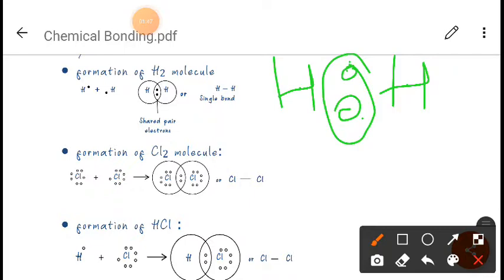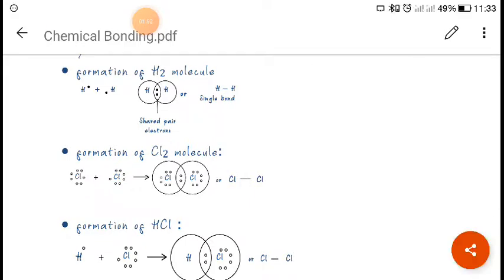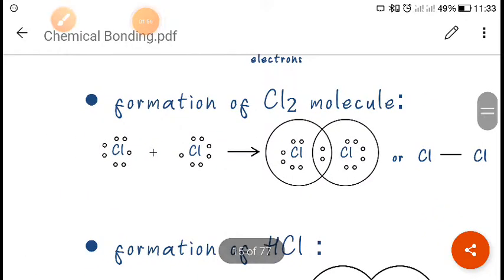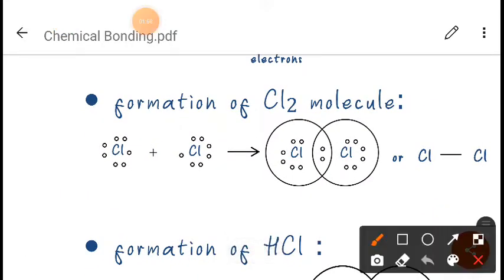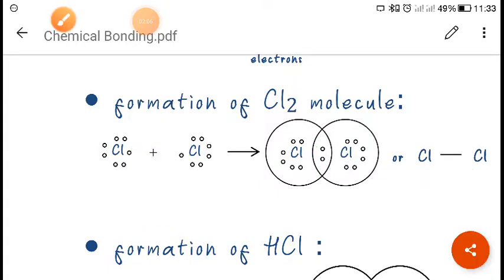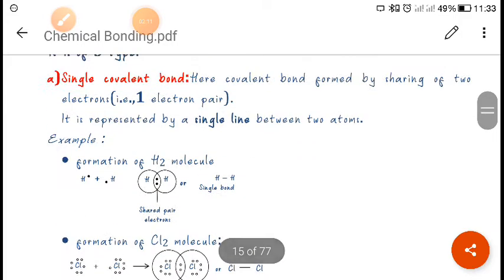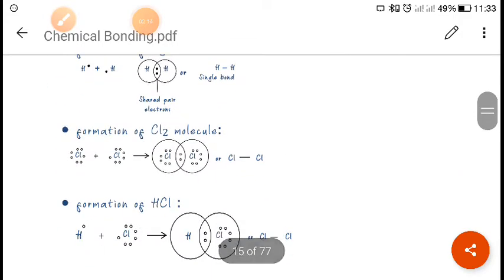And in the case of chlorine, as you can see, seven electrons are there in the outermost shell of chlorine. So this one electron and this one electron, they two will share one electron each, and they will make a bond which is called chlorine, Cl2, right? So if they are sharing two electrons, means one electron each, then it is called a single covalent bond, right? I hope you have understood this.